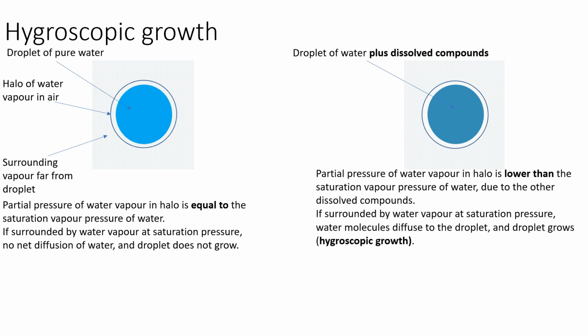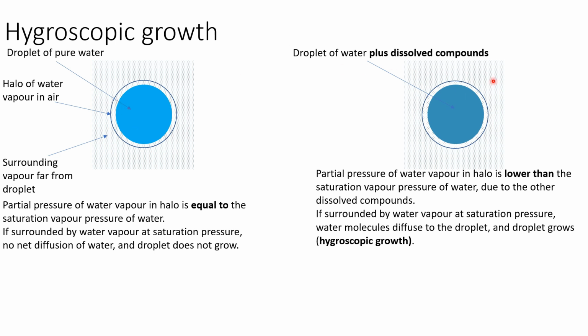Just to briefly mention what hygroscopic growth is: if we have a droplet of pure water, it has a halo of vapour surrounding it, and the water vapour in this halo will be at the saturation vapour pressure of the water. If the surrounding air also has water vapour at saturation vapour pressure, then this droplet won't grow. There's no concentration gradient which would cause water to diffuse to the droplet. So this droplet will stay the same size.